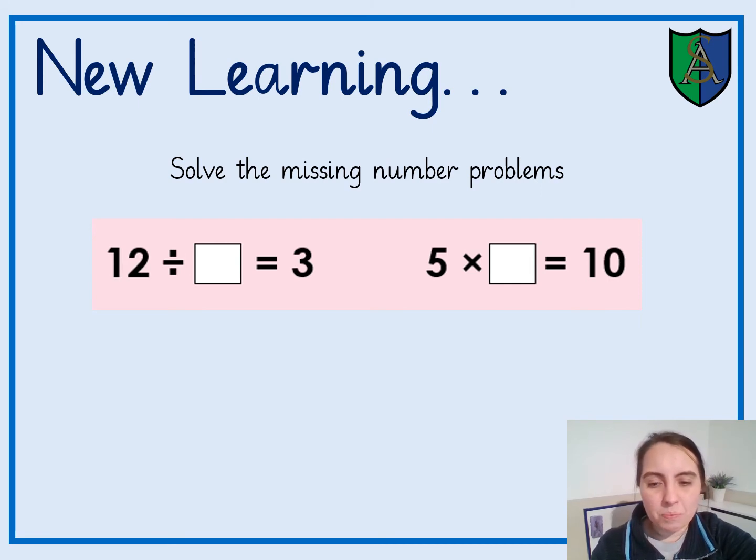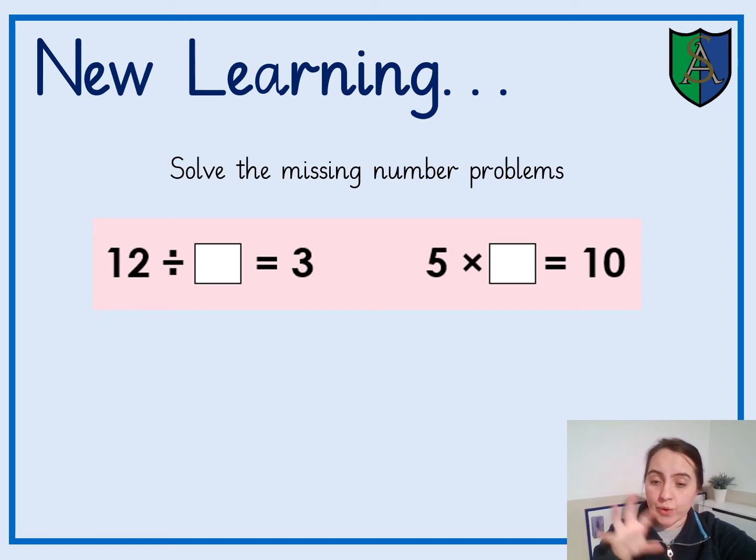So let's have a little practice. In the first example, we've got 12 divided by something equals 3. There are a number of ways that I could approach this. I could draw out 12 little dots and group them into 3s, and that would give me my answer.